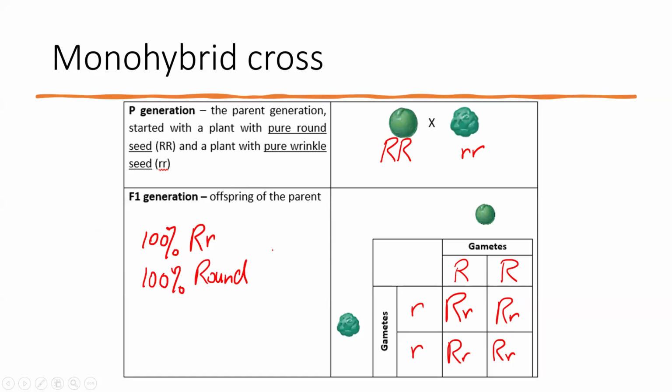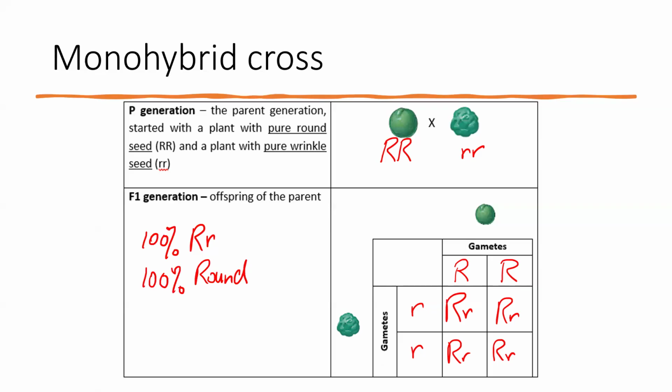So back to here, he did it for a bunch of other traits. He didn't just do it for round and wrinkle. He did it for yellow and green, inflated pods and deflated pods. And this is what he found. I'll write it out for you, but I'll say it first. What he found is when you cross two pure plants with different traits, the dominant trait will show up 100% of the time in their offspring.